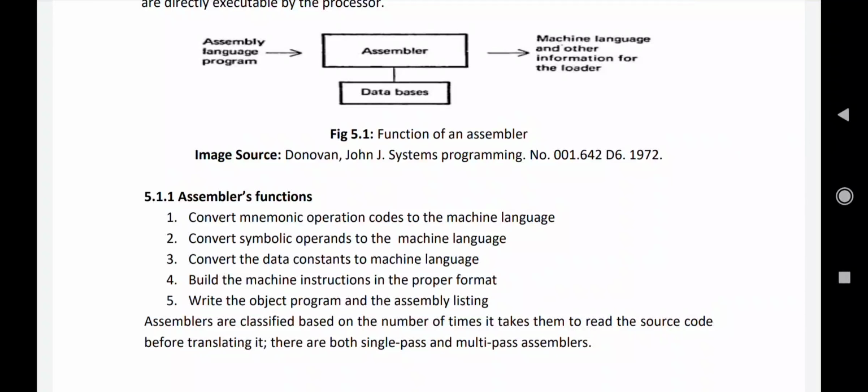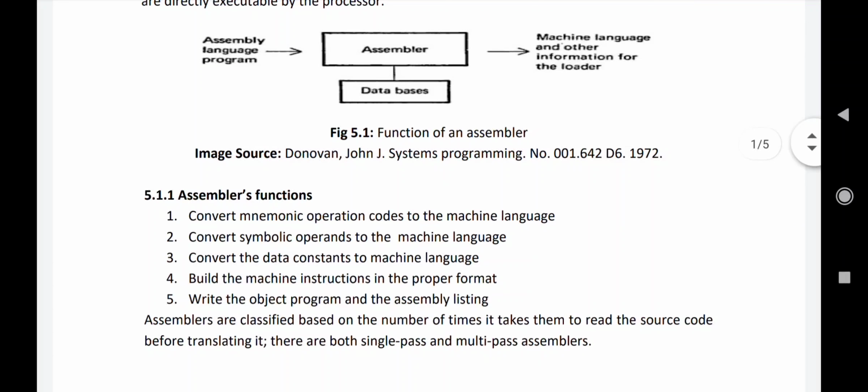Coming to the assembler functions, I have listed a few functions here. Whenever an assembly level language is input, we need to perform various conversions of the mnemonic or symbolic operation codes to equivalent machine language. Likewise, we should also convert the operands that come in the instructions to its equivalent machine language, and also the data constant should be converted to its equivalent machine language. Once all these conversions are performed, it should build the machine instructions into a proper format, which can then be used by the loader for the next process. It should also write the object program and the assembly listing.